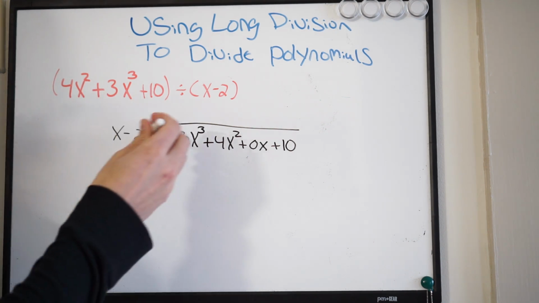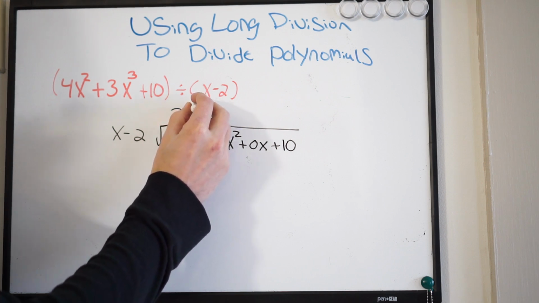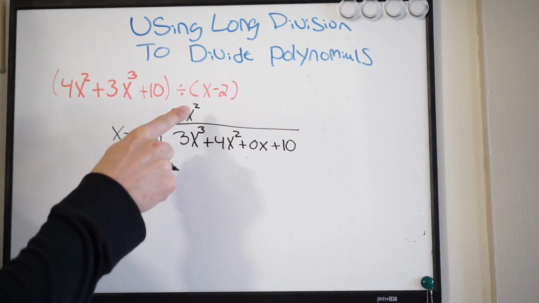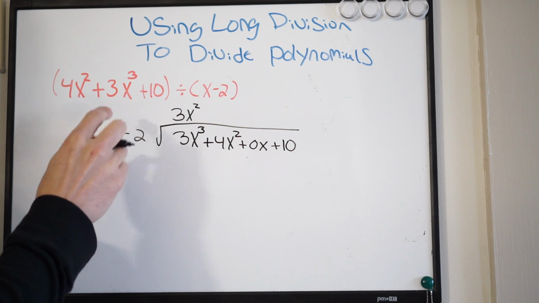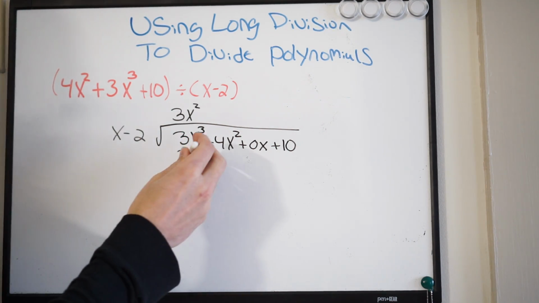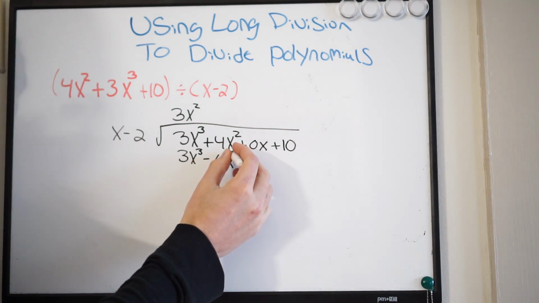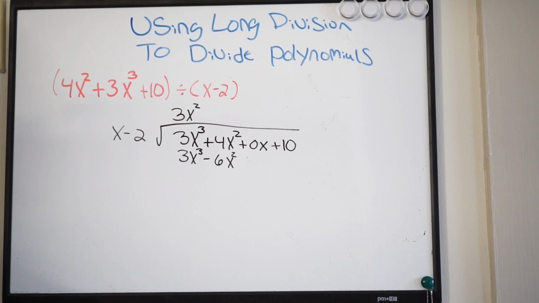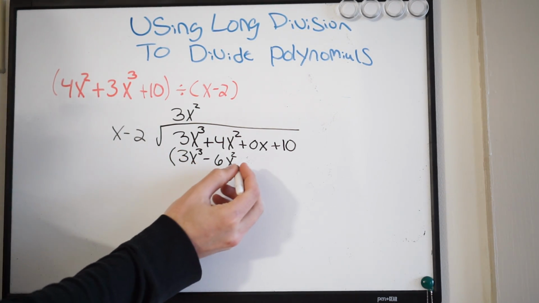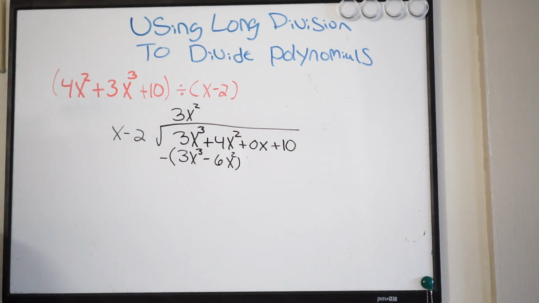So I'm going to multiply this by 3x squared. And we're simply just going to do this operation, 3x squared times x, 3x cubed. And we get minus 6x squared. And now at this point, what you want to do is put this whole thing in parentheses and put the negative sign on the outside. This will help avoid any sign confusion.